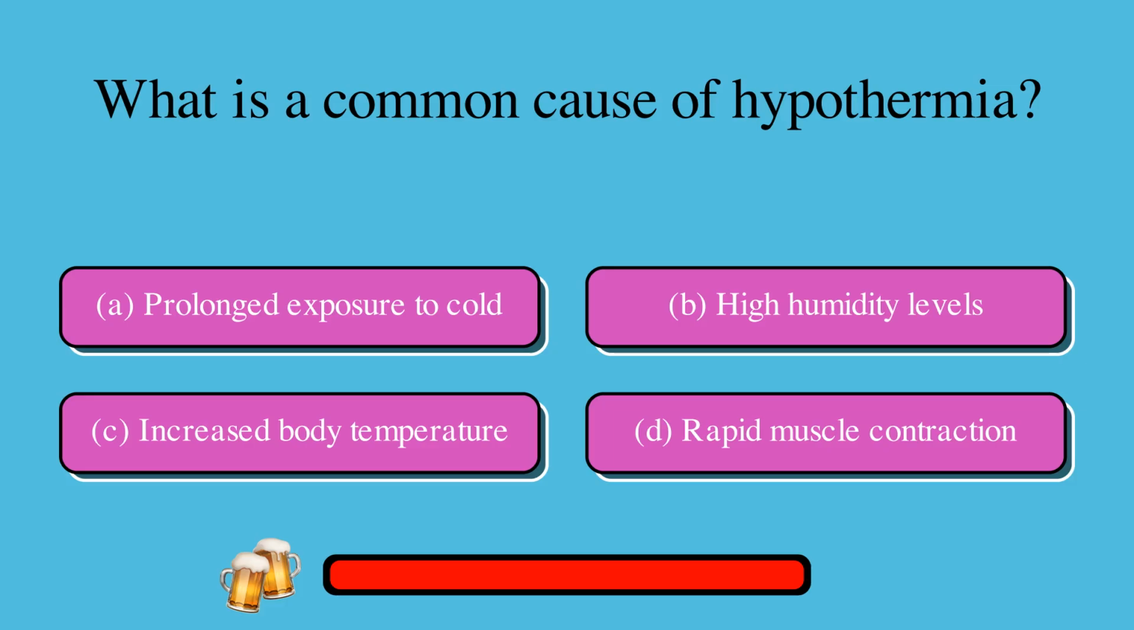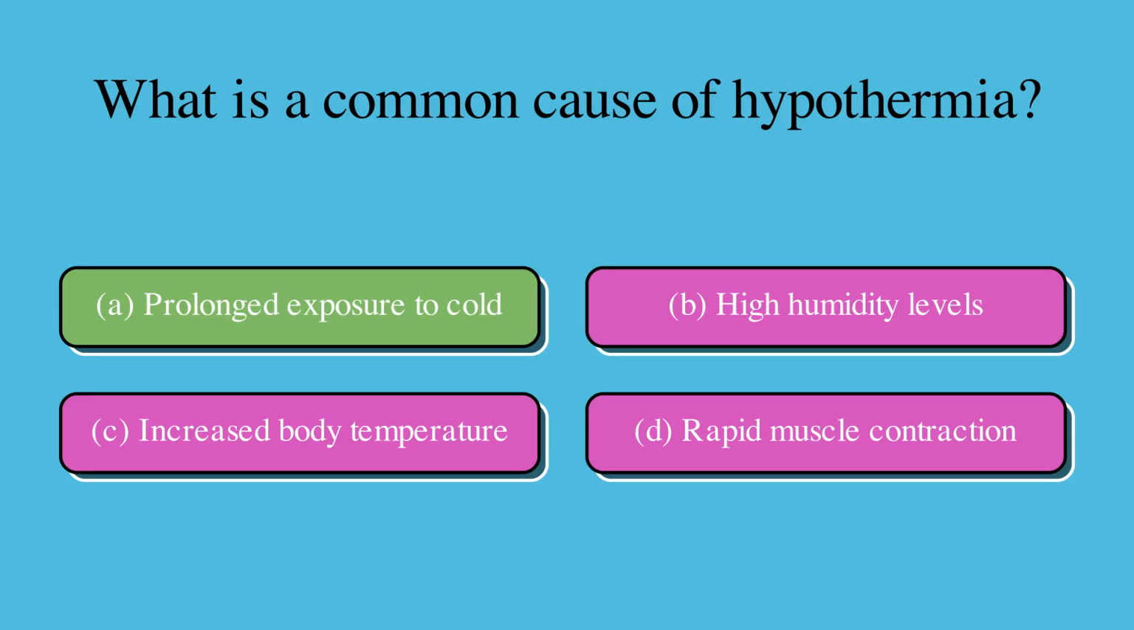What is a common cause of hypothermia? A. Prolonged exposure to cold, or B. High humidity levels, or C. Increased body temperature, or D. Rapid muscle contraction? The correct answer is A. Prolonged exposure to cold.